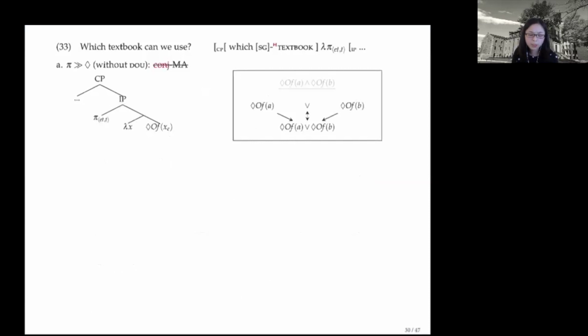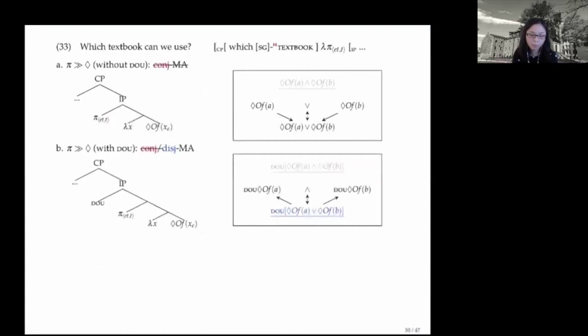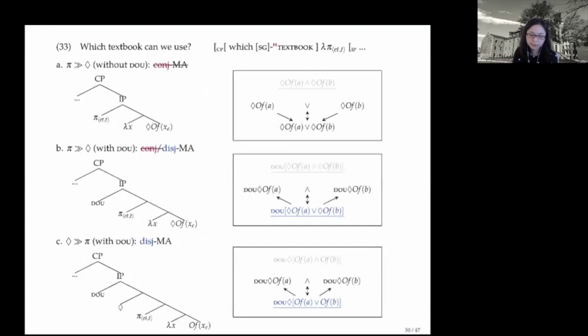So for the conjunctive mention all, previously we said that conjunctive mention all is derived if pi takes scope above the possibility modal, and now this option is out because there's no conjunction in the answer space. Well, for the other options, disjunctions are still available, so we can have mention all answers derived by disjunctions. And so that's why we also see a contrast between disjunctions and conjunctions in the mention all readings of diamond questions.